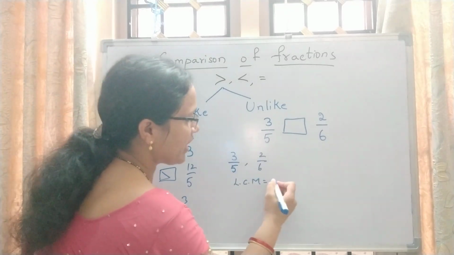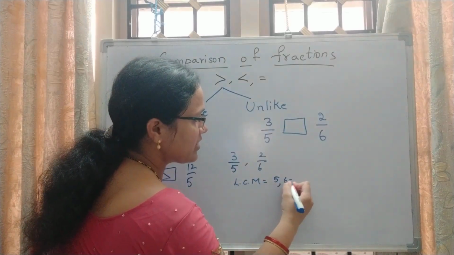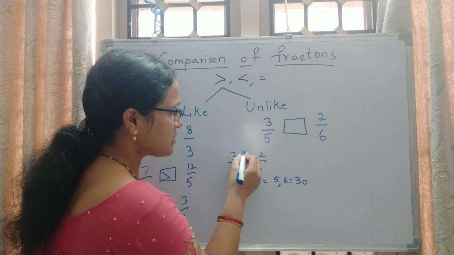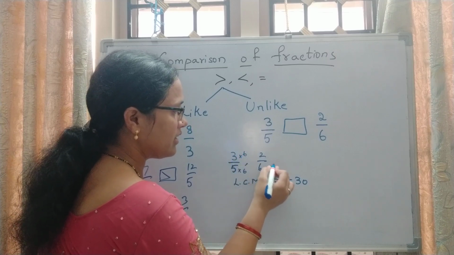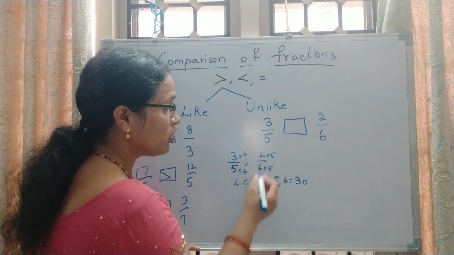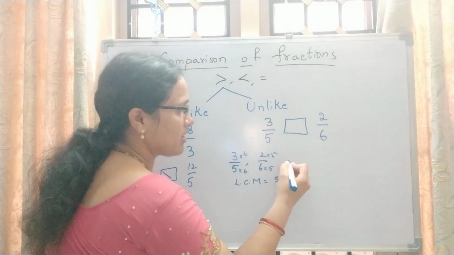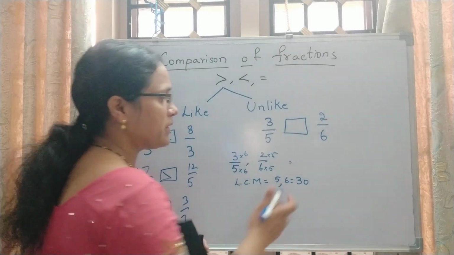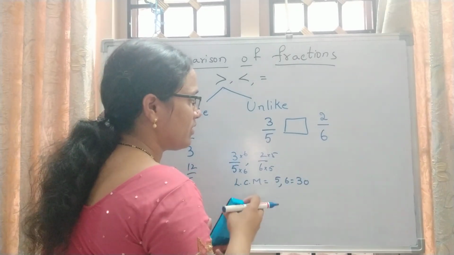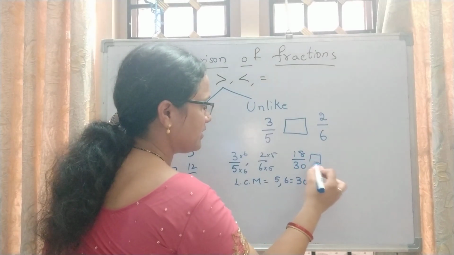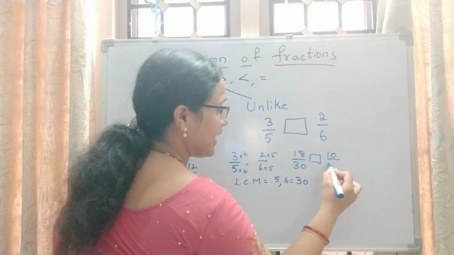The LCM of 5 and 6 is nothing but 30. Okay, so I need to multiply here with 6 and here with 5 to get 30. So the fractions change after multiplication. 3 6s are 18. Yes or no? 18 by 30, and the other one becomes 5 2s are 10, so 10 by 30.